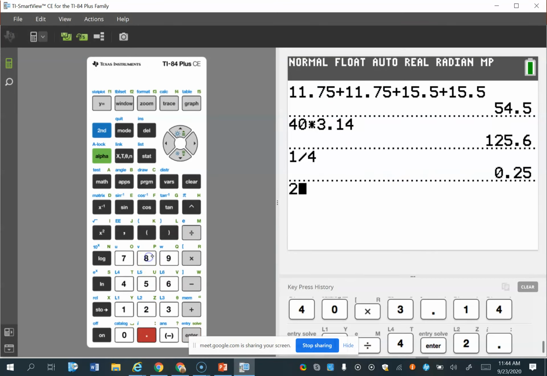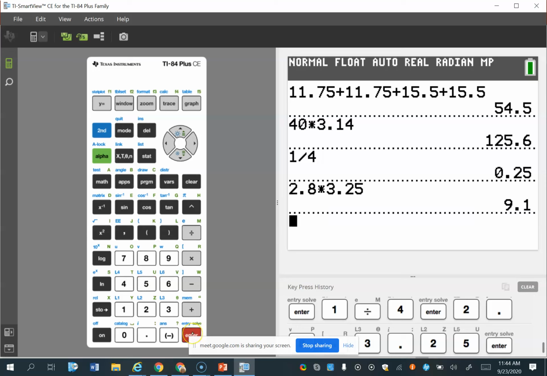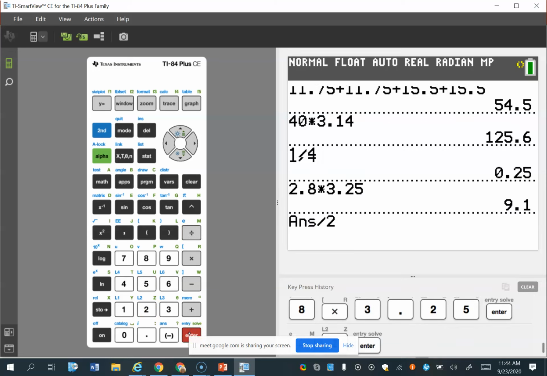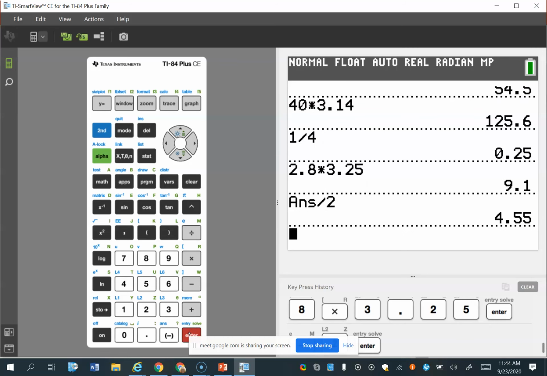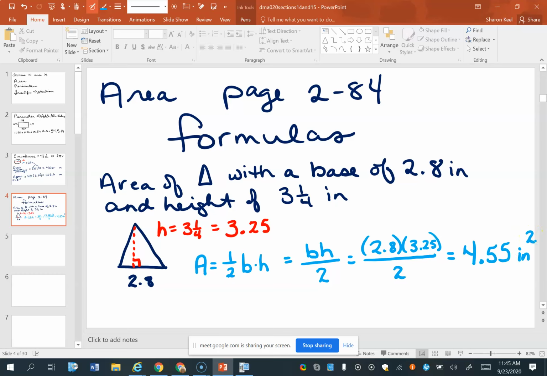So 2.8 and 3 25 hundredths. What I'm going to do is get my solution, and then I'm going to take this and divide by 2. That'll give me 4 55 hundredths. Now, since we're referencing inches, when we have area, you're multiplying inch times inch, so that's going to give you inches squared.